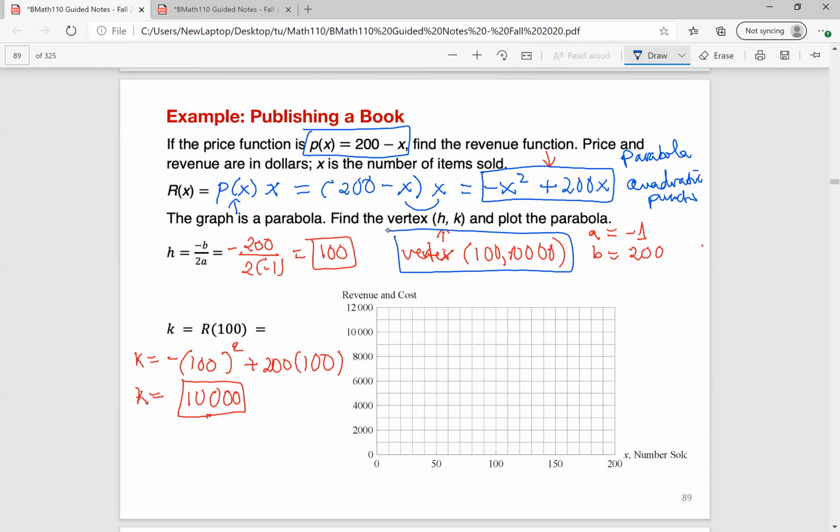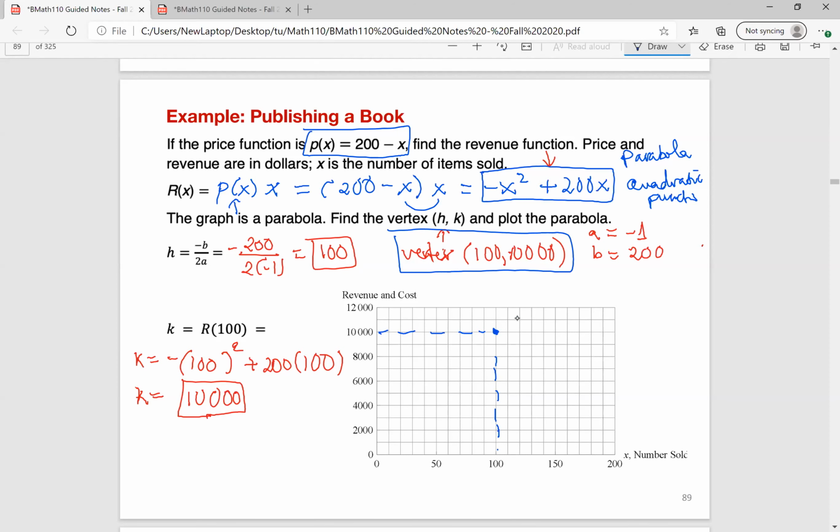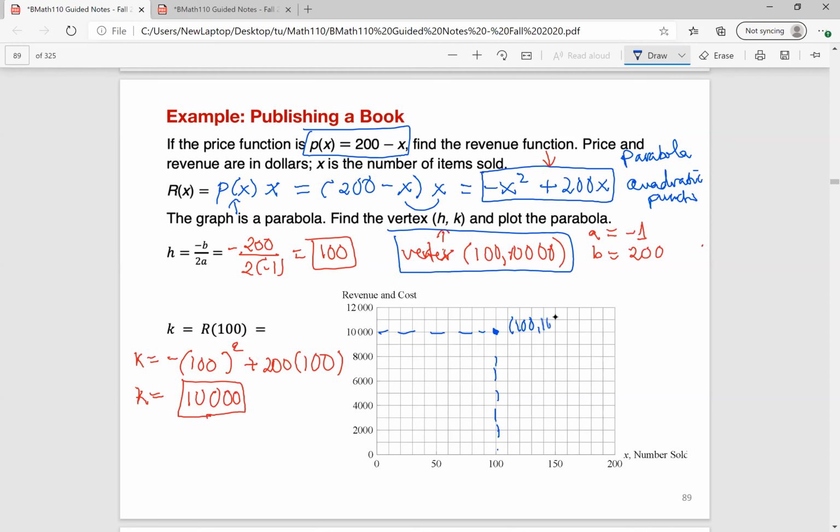Let me demo this. Now I will have the vertex first. So I have 100 here. I move up to 10,000. This is the point of the vertex, and that's 10,000.